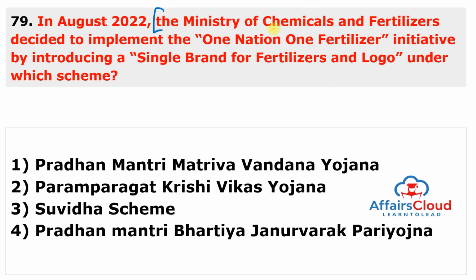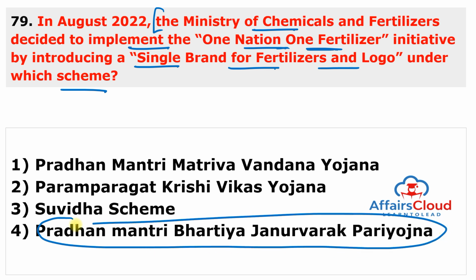In August 2022, the Ministry of Chemicals and Fertilizers decided to implement the One Nation, One Fertilizer initiative by introducing a single brand for fertilizers and logo under which scheme? And the name of this scheme is Pradhan Mantri Bharatiya Jan Urvarak Pariyojana. So the answer of this question is 4. So the Ministry of Chemicals and Fertilizers has decided to implement the One Nation, One Fertilizer initiative by introducing a single brand for the fertilizer and logo under the Pradhan Mantri Bharatiya Jan Urvarak Pariyojana fertilizer subsidy scheme.